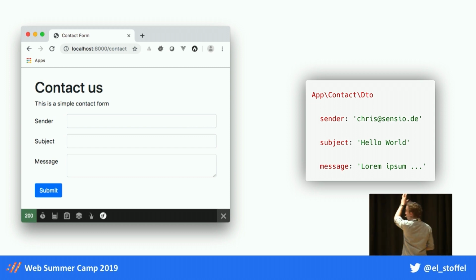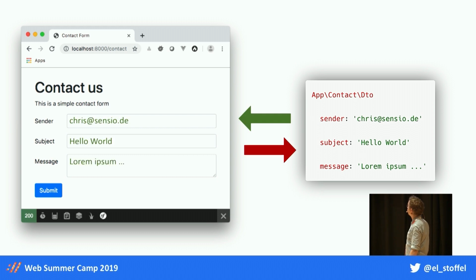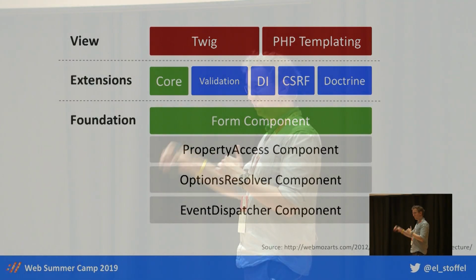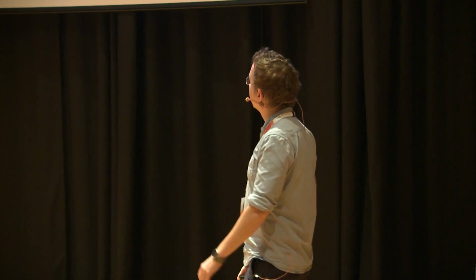Well, that's not really PHP, but it's pseudo code at that point. But I guess you get the point. Right. So the form component is all about the connection between this PHP object and our HTML view. And to tackle that, the form component looks like this. That is a simplified version of the parts of the architecture.